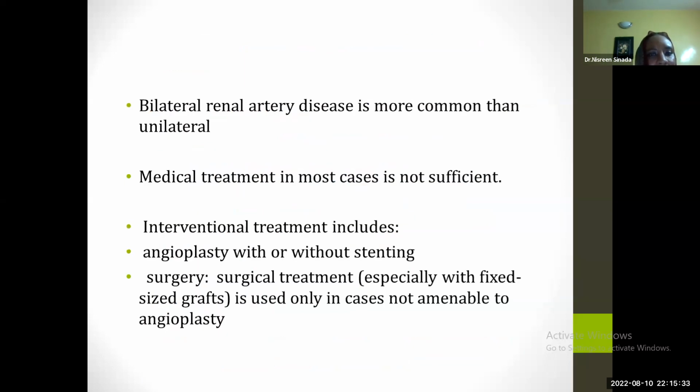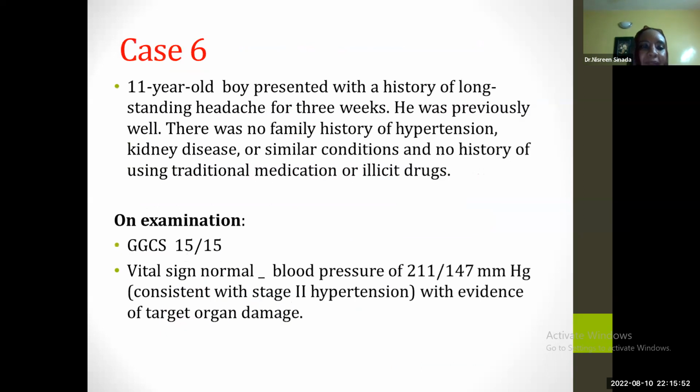Bilateral renal artery stenosis is more common than unilateral. Medical treatment is, in most cases, not sufficient, and it needs surgical intervention, either angioplasty with or without a stent, or surgical treatment. And we should avoid ACE inhibitors, as written in the chat box.